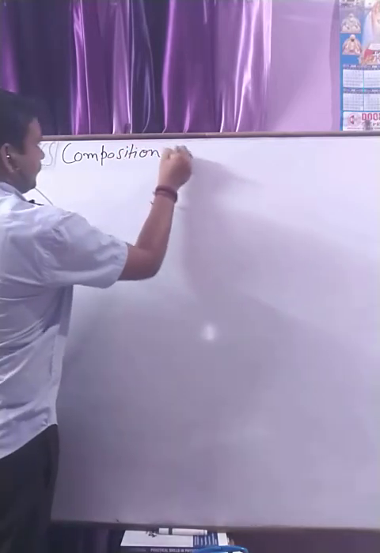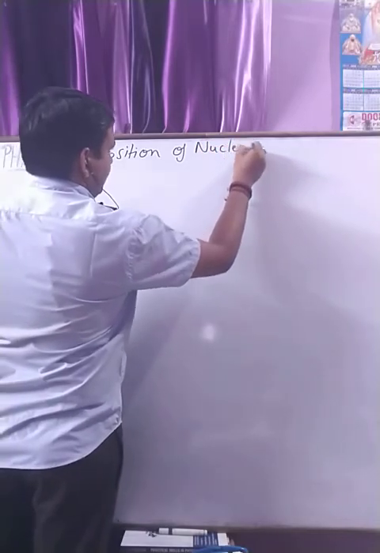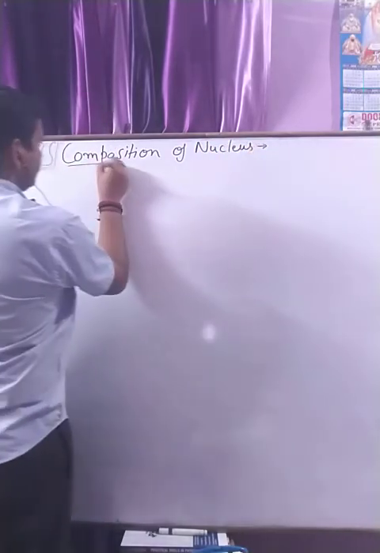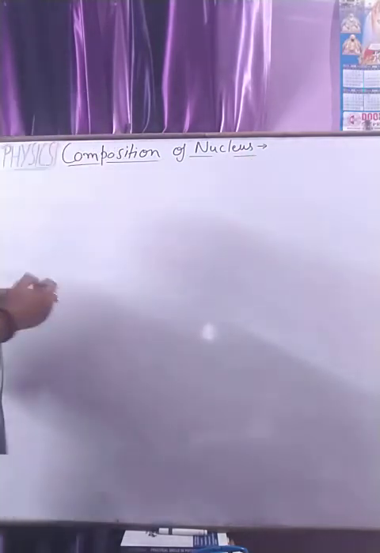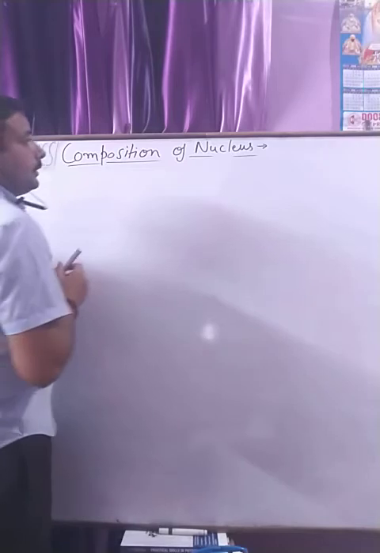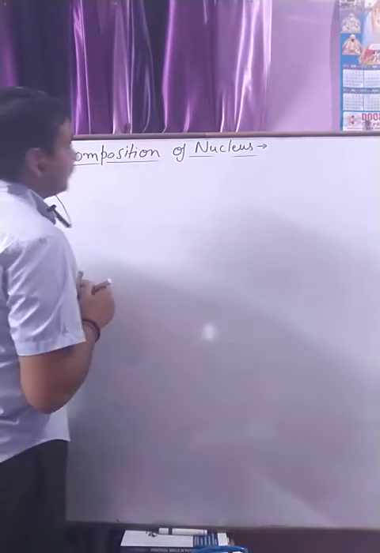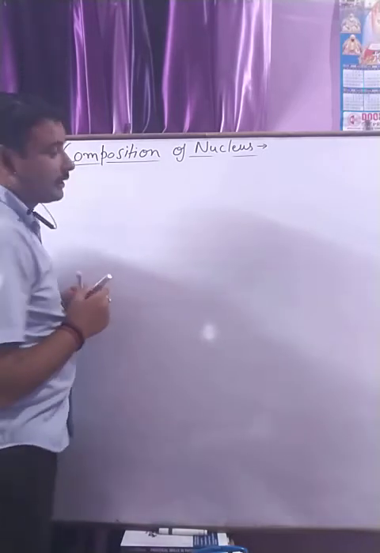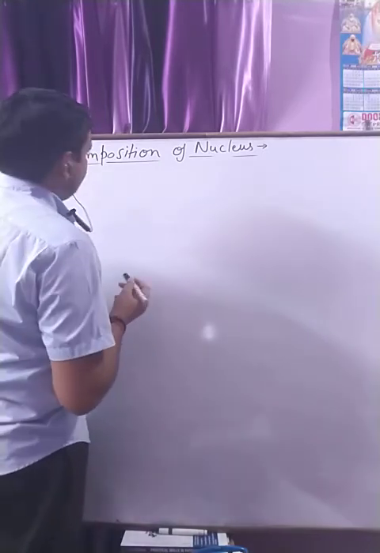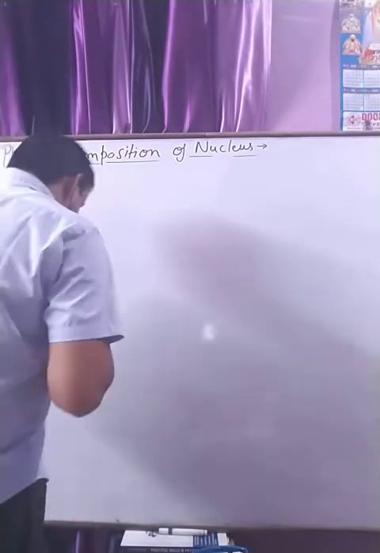Composition of nucleus. Okay, as per the alpha particle experiment, it is observed that an atom has three fundamental particles called electron, proton and neutron.